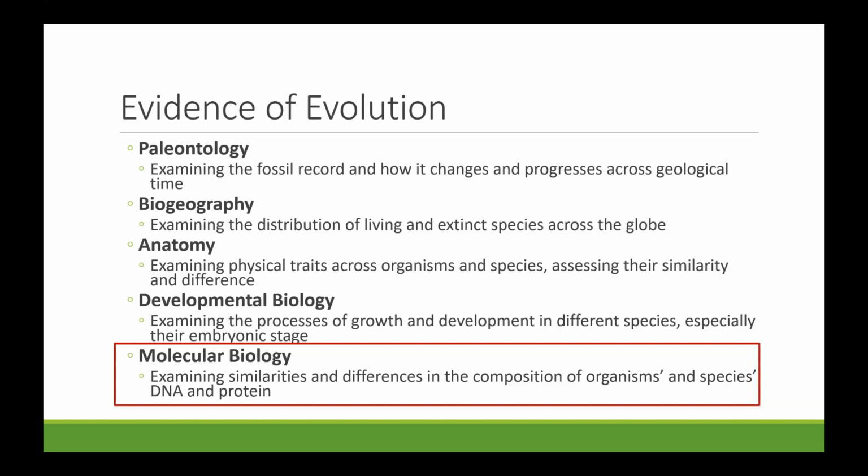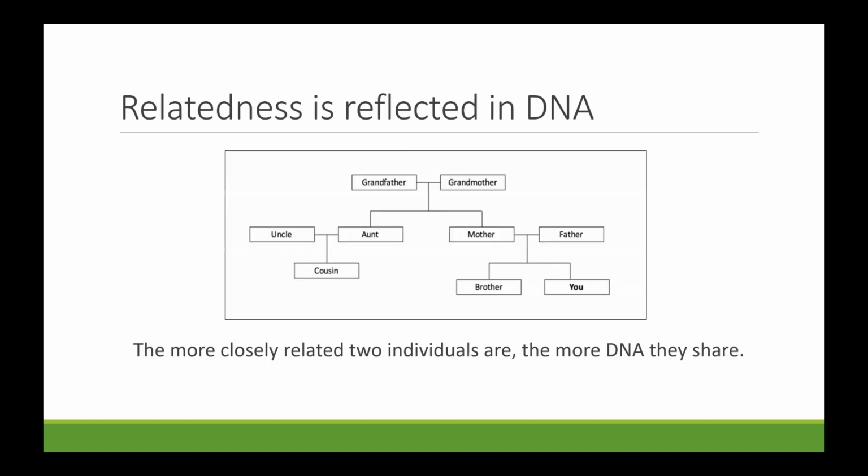Because whereas some of these other fields may provide us with evidence that can be hard to interpret in certain cases, DNA evidence clearly proves the degree of relatedness between species, just like it proves the degree of relatedness between individuals. So we all know that the more closely two individuals are related to each other, the more DNA they share. So for example, you share more DNA with your siblings than you do with your cousins, because your closest ancestor that you share with your siblings is your parents, but the closest ancestor that you share with your cousins is your grandparents. So the farther back you have to look to find a common ancestor between you and any other person, the less similar your DNA is.